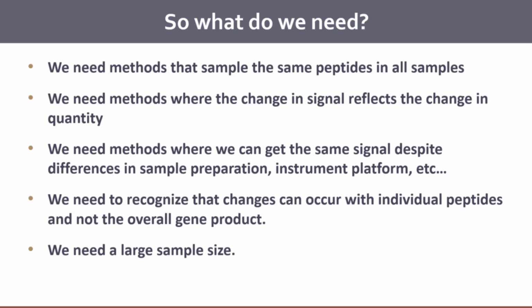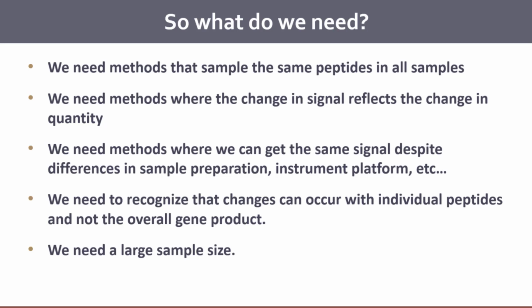So I think we need methods that sample the same peptides in all samples. That's kind of why we're talking about data-independent acquisition. We'll talk more about that. We need methods where the change in signal reflects the change in quantity. So we need quantitative measurements, not just differential measurements. We need methods where we can get the same signal despite differences in sample preparation, instrument platform, etc., so calibration. We need to recognize that changes can occur with individual peptides and not the overall gene product. I'll talk more about this.